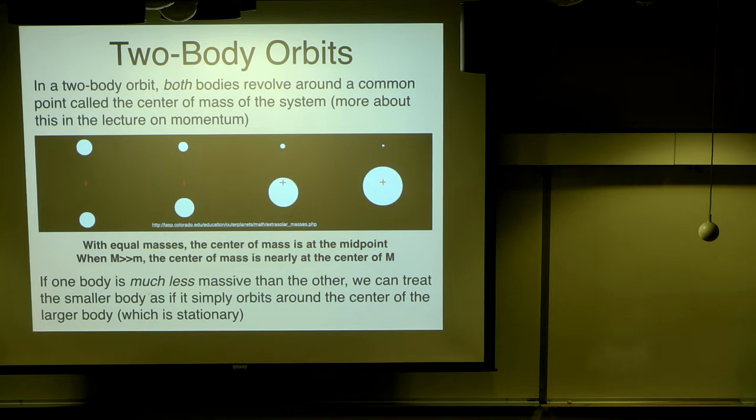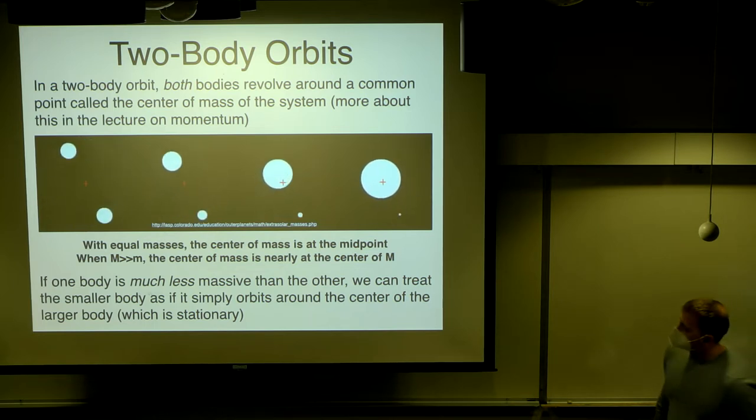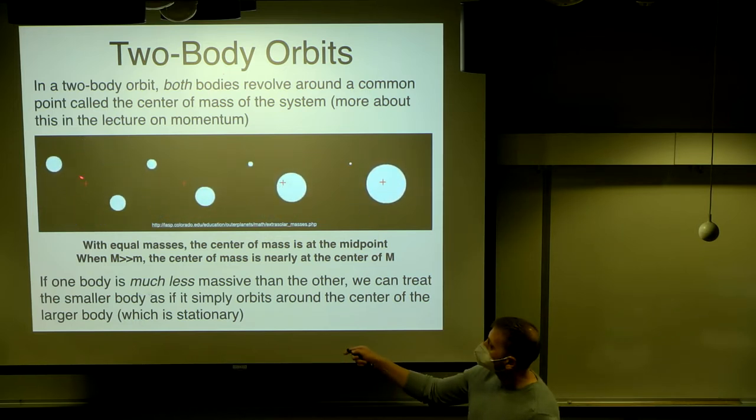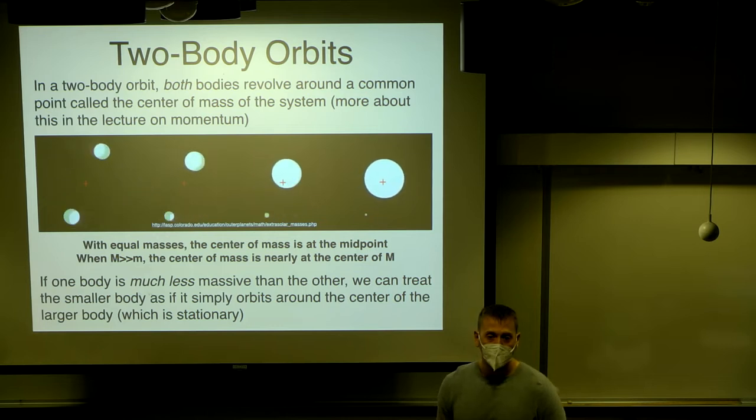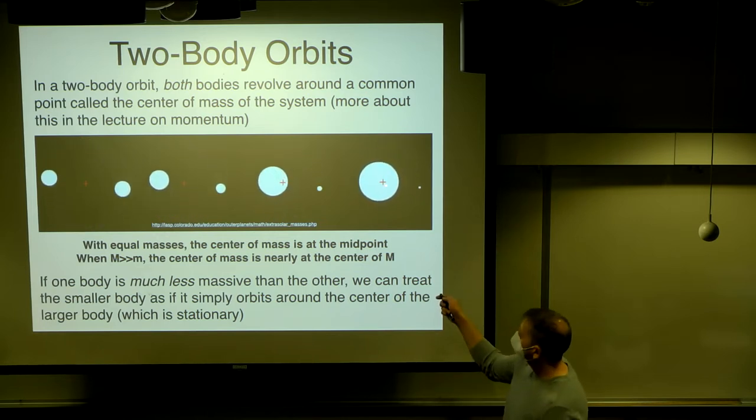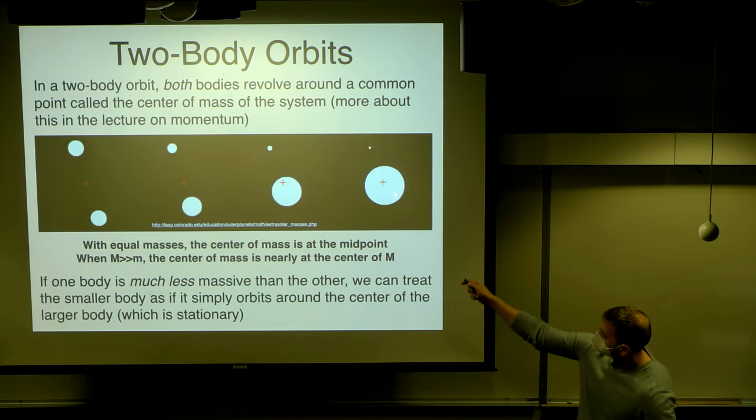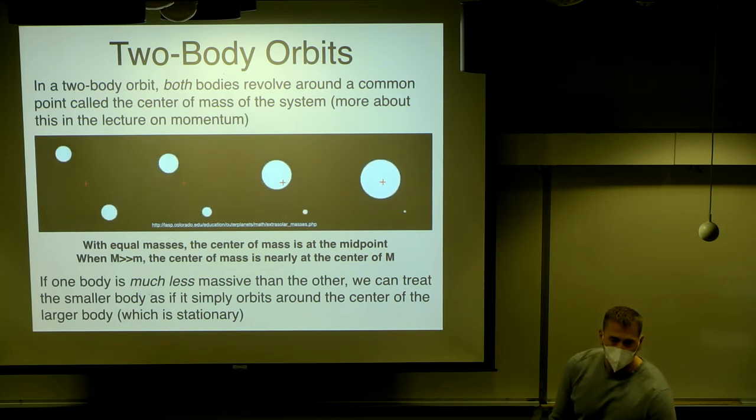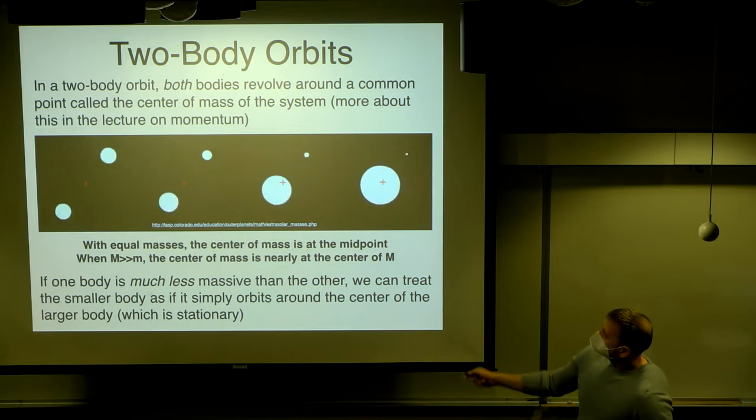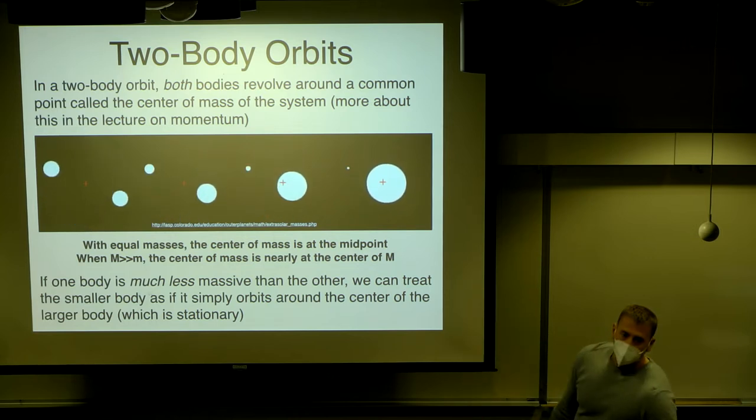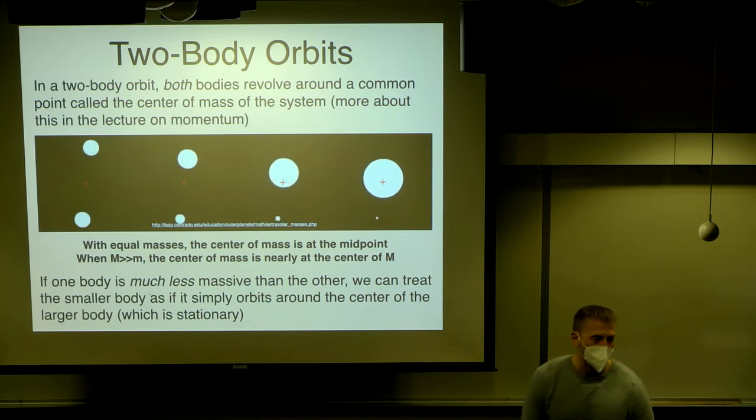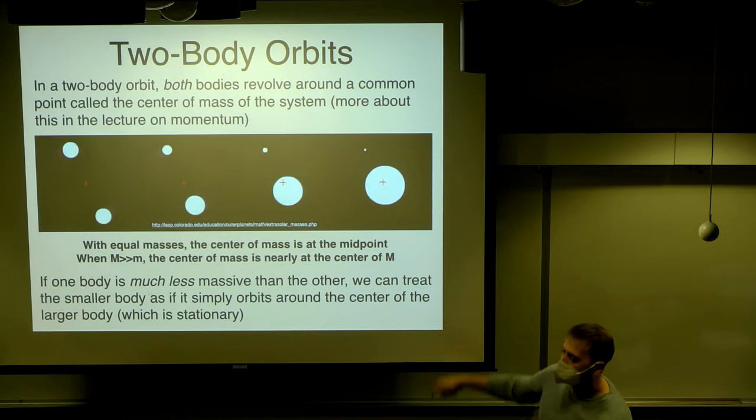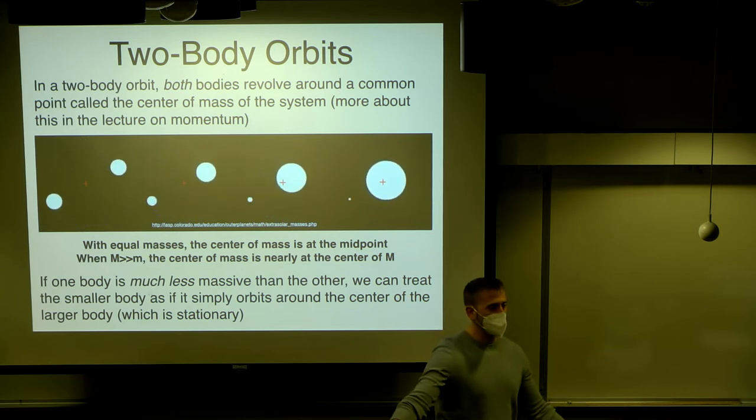So let's take a look at animations of each one of these orbits. In the first case, equal mass objects, they're both orbiting the midpoint. But if we look at this case over here, the center of mass is almost right in the middle of this bigger mass. So even though they are orbiting the same point, the bigger mass barely moves at all, and most of the motion is undergone by the smaller mass. Okay, so what's the point of this?